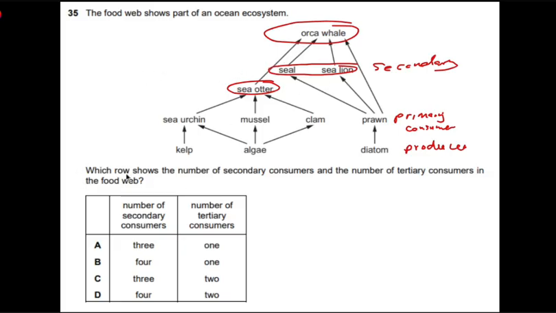Now, which arrow shows the number of secondary consumers and the number of tertiary consumers in the food web? We have the tertiary consumer here, which is just one. Then we have about three secondary consumers. So what is going to be the answer? The number of secondary consumers is 3, which is this one here or this one here. Then the number of tertiary consumers is 1. So A qualified to be an answer. So that was the last one.